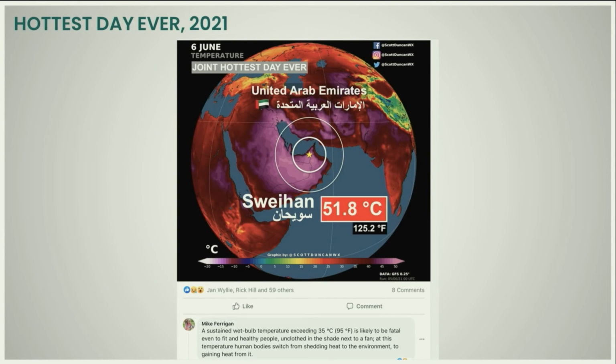Now, let's look at now, and since things are happening at an accelerating rate, if we look at this year, or last year, 2021, we had a measurement which was the hottest temperature measurement ever made on the planet. And it happened in the United Arab Emirates at a place called Sfide, and it was 51.8 degrees. That's the highest reliably measured air temperature ever. And it happened in 2021.